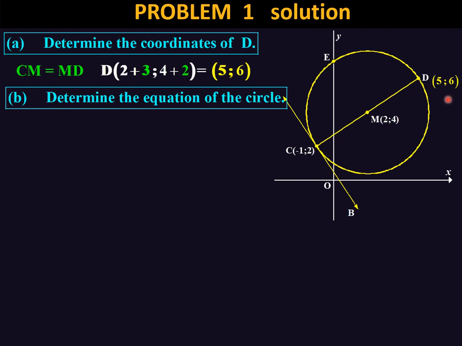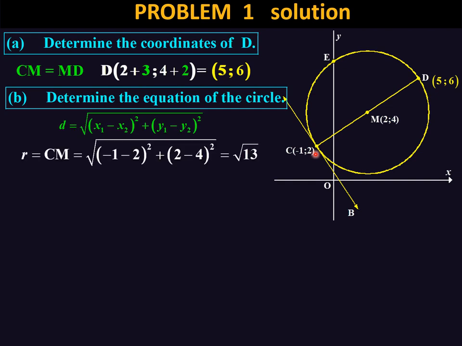The second question, determine the equation of a circle. What do we need for the equation of a circle? That's correct. We need the center, which is given, but we also need the radius. So we have to calculate the radius. Now, how do we calculate the length of a radius? Using the distance formula. Let's apply the distance formula. Very easy in grade 12. That's square root of 13.